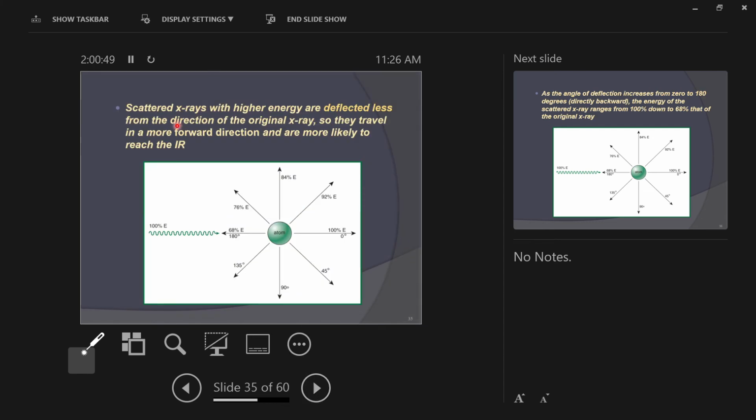And here's sort of why. Scattered X-rays with higher energies are deflected less from the direction of the original X-ray. So they travel in a more forward direction and are likely to reach the image receptor. So here you have 100% energy interacts with an atom, and then it shows you the percentage likelihoods of scattering at different directions.